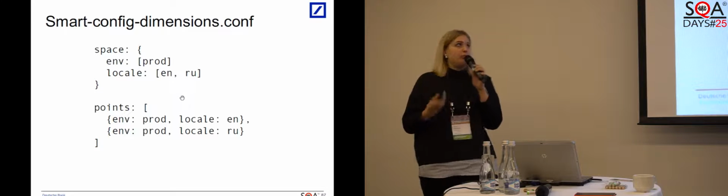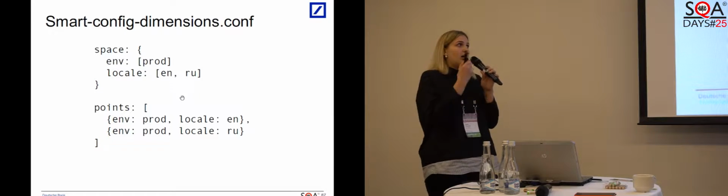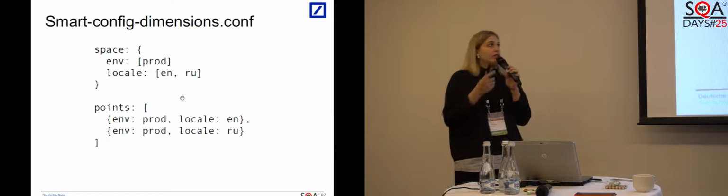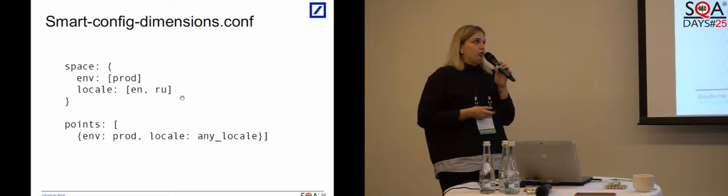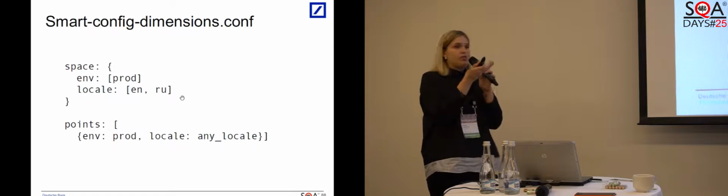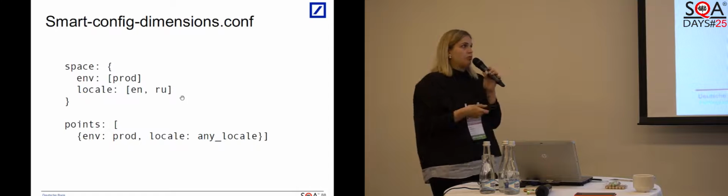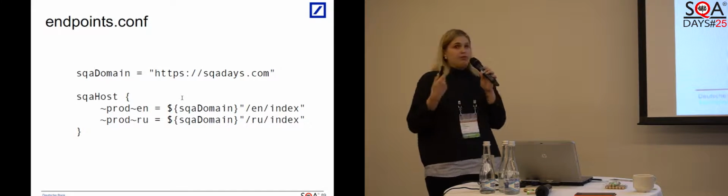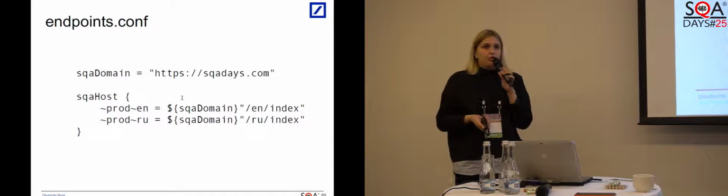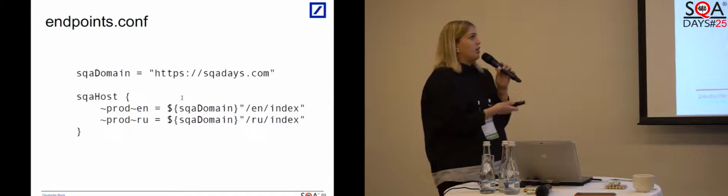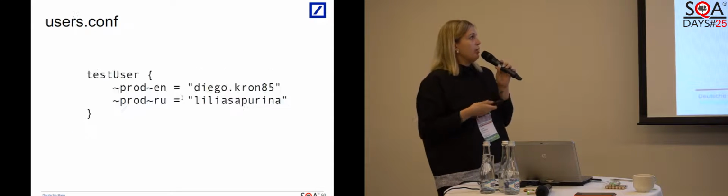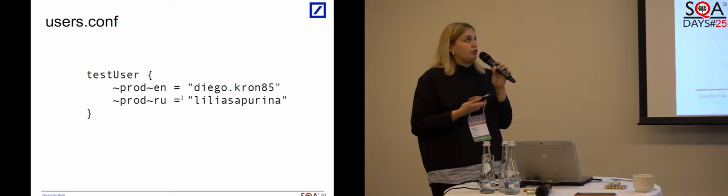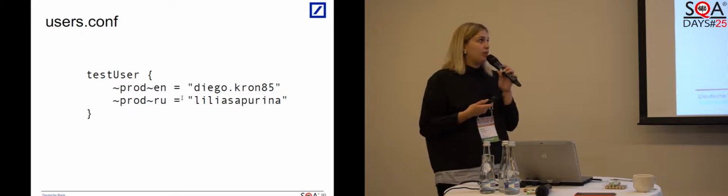Second notion, points: all possible combinations of spaces. Usually they are listed separately because some spaces might not be combined with others. But if, like in other cases, you can create all possible combinations, you can use this feature. Then you describe test data. Once again, depending on the environment, locale, English or Russian, you have different postfixes in our endpoints and various test users and any test data.